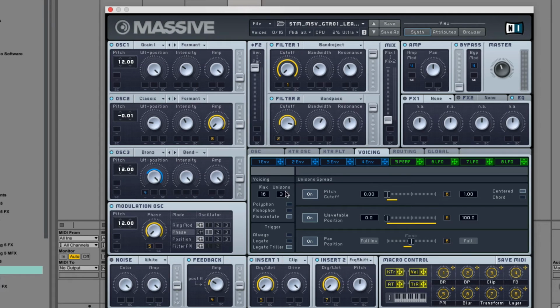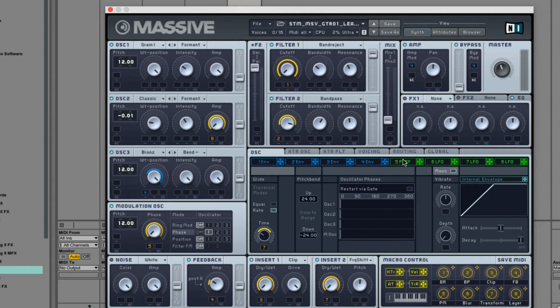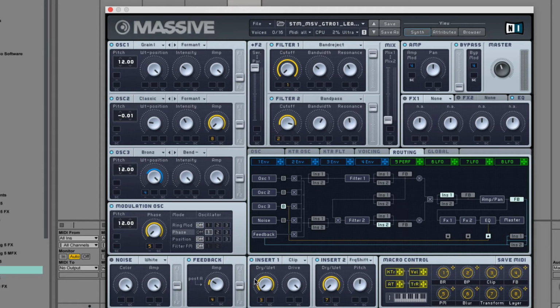Voicing: three voices, mono rotate, legato trill. Yeah, these are oscillator settings, mono on the vibrato. Okay, the first macro is band reject. Wait, I skipped feedback. Turn on your feedback, grab it from after the amp, and turn it up to about 10 o'clock.